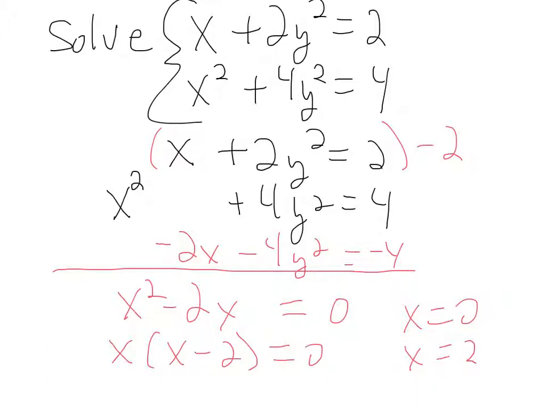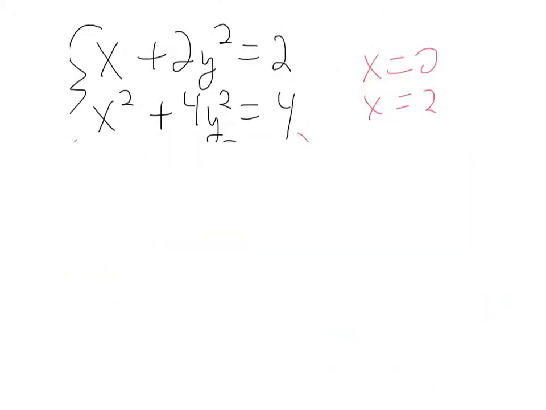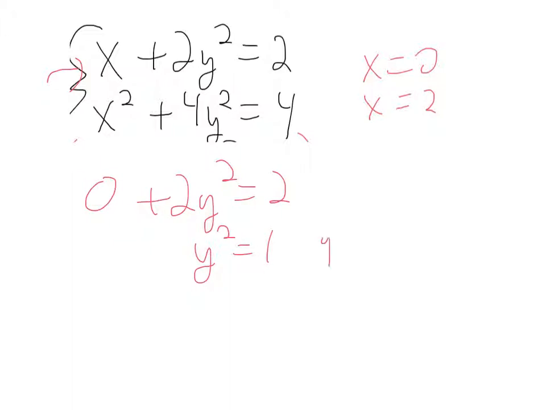And now I've got to go find some y's. I know those are solutions, so I have to try each one of them, and I'm going to use the first equation. So when x equals 0, that leaves me 2y squared equals 2. Divide both sides by 2, that gives me 1. Take the square root of that, I get y equals plus or minus 1. So the solutions are going to be (0, -1) and (0, +1).